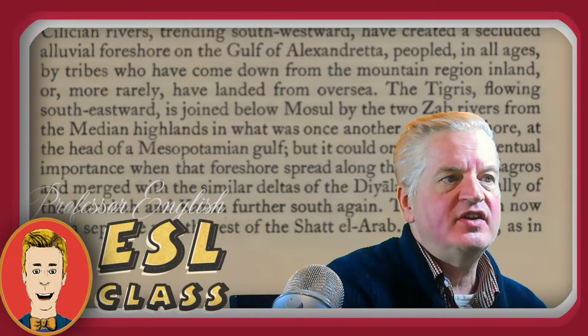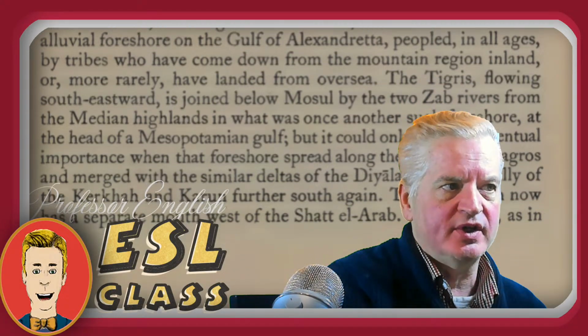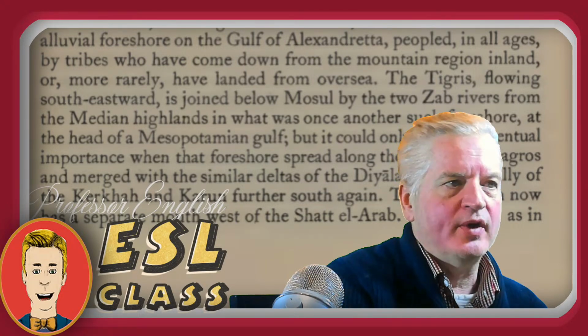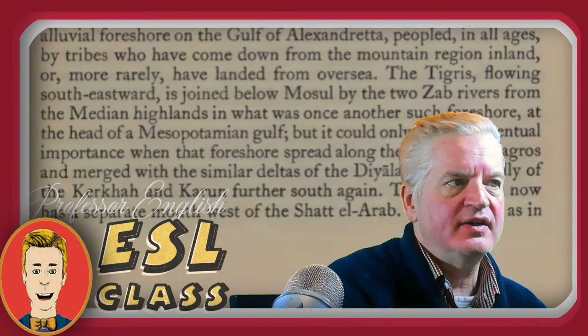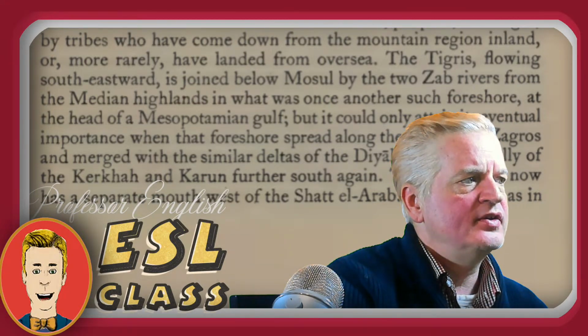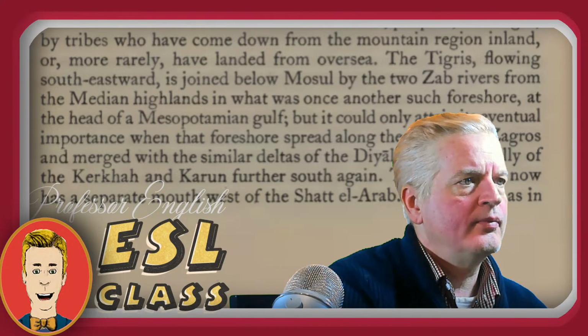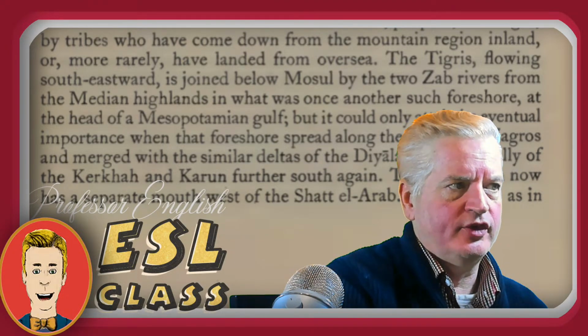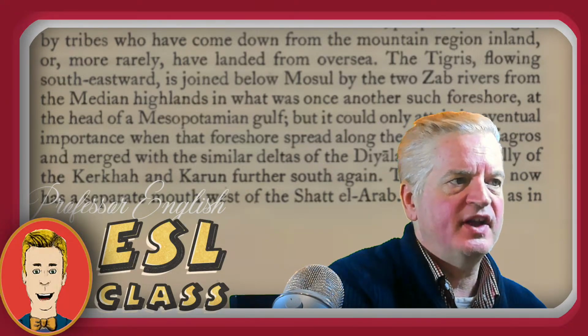The Tigris, flowing southeastward, is joined below Mosul by the two Zab rivers from the Median highlands in what was once another such foreshore at the head of the Mesopotamian Gulf.